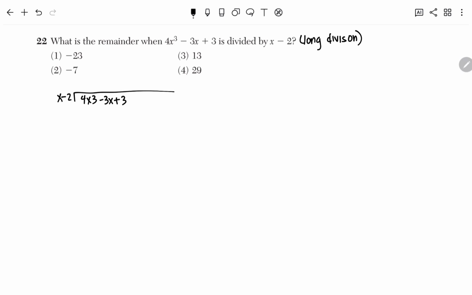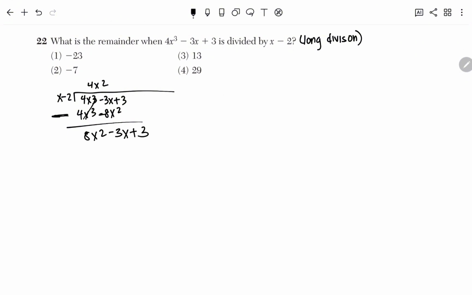So what times x minus 2 is going to give us 4x cubed? Well, we could do 4x squared. So 4x squared times x is 4x cubed. And then 4x squared times negative 2 is going to be negative 8x squared. This cancels out. We don't have a like term to combine with negative 8x squared. So we know that negative and negative make it positive. So 8x squared minus 3x plus 3.